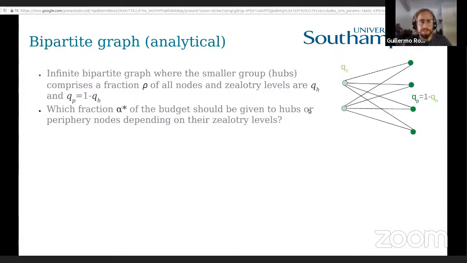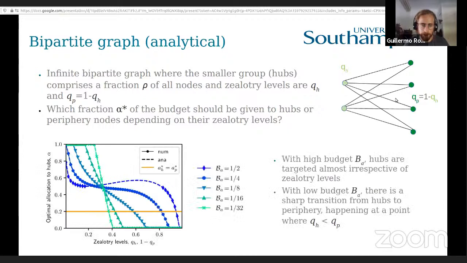So the question here is how much of the budget should be given to hubs and how much to periphery nodes. And we set here the Zealotry levels antisymmetric. So the more the hubs are Zealots, we set the periphery to be less Zealots, and the other way around, to look for a different range of Zealotry levels. And here the results we find, they're also interesting.